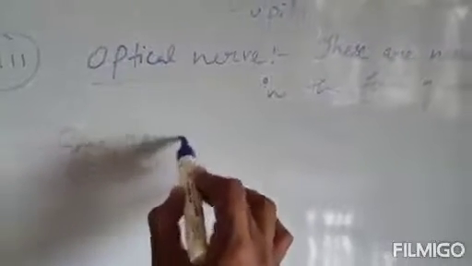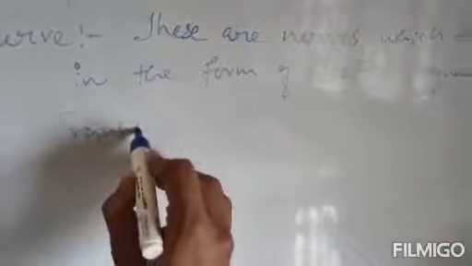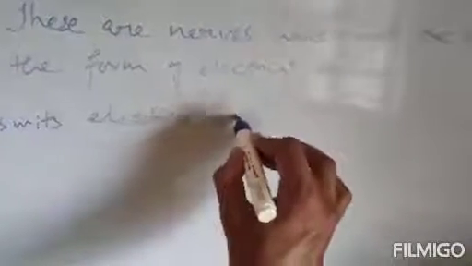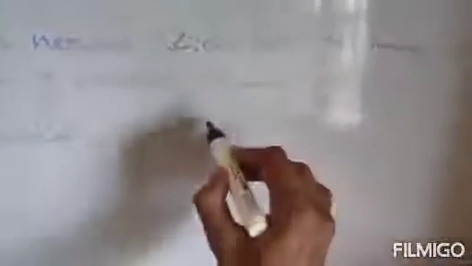The function of the optic nerve is that it transmits electrical signals to the brain, because only then will the image be transferred, or go into the brain, in the form of electrical signals. So its function is it transmits electrical signals to the brain.